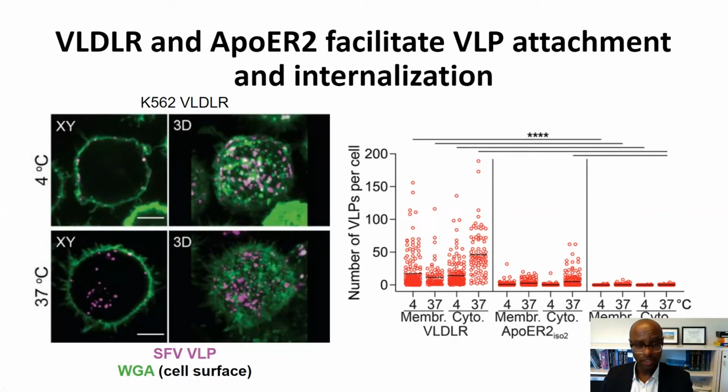And so we were able to work with fantastic live cell confocal microscopists at Harvard Medical School and the Micron core to then quantify the number of particles that were internalized or at the cell surface. And hopefully you can see that cells expressing VLDLR at 4 degrees have a number of VLPs per cell shown on the y-axis bound, and at 37 degrees inside the cytoplasmic fraction, the next part of the graph here under VLDLR cyto, you'll see that the particles are seemingly internalized at 37 degrees.